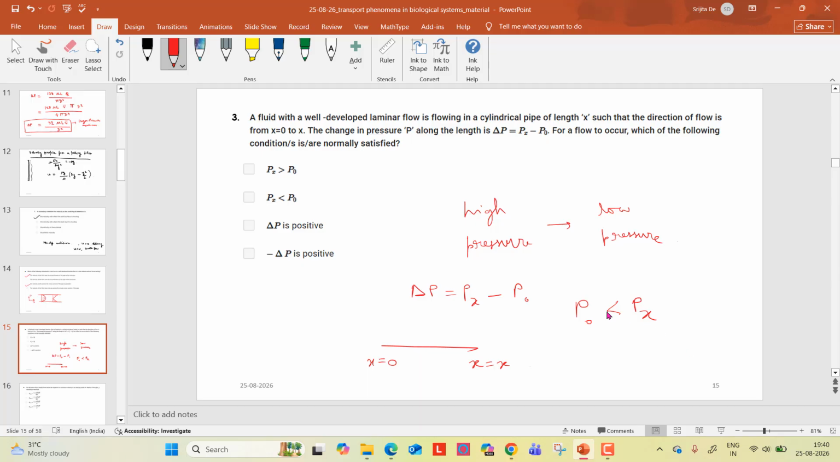Sorry, I have just mistaken. P0 has to be high, right? Because from here P equals to P0 and this is Px. The flow will happen like this from x equals to 0 to x position if only that P0 is high. Okay, so this is option B. And so minus delta P is positive. Okay, next.